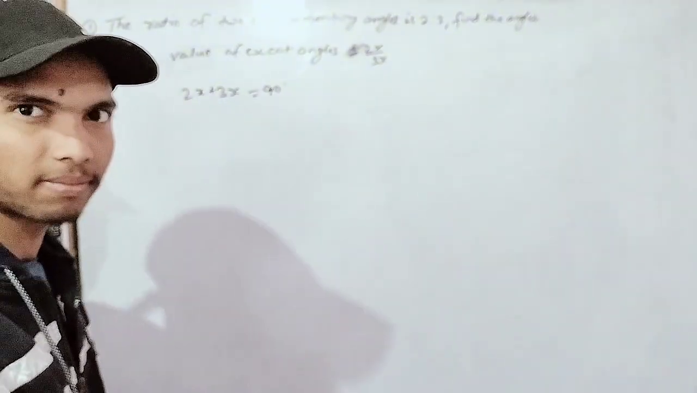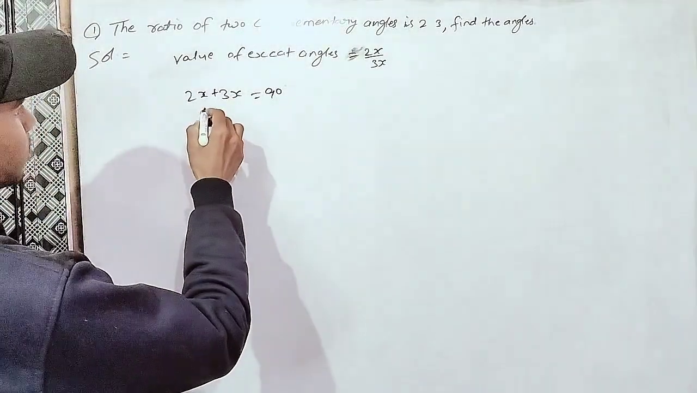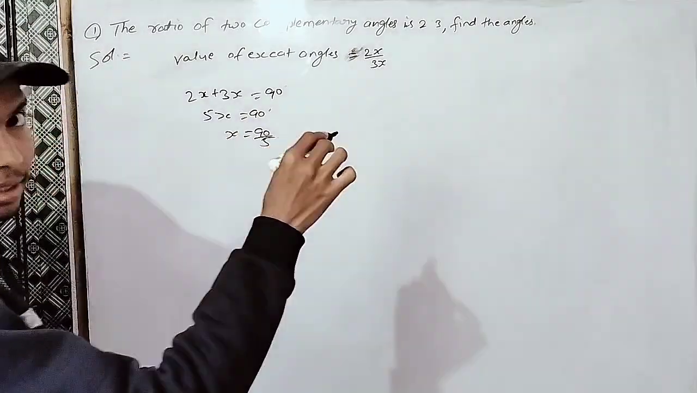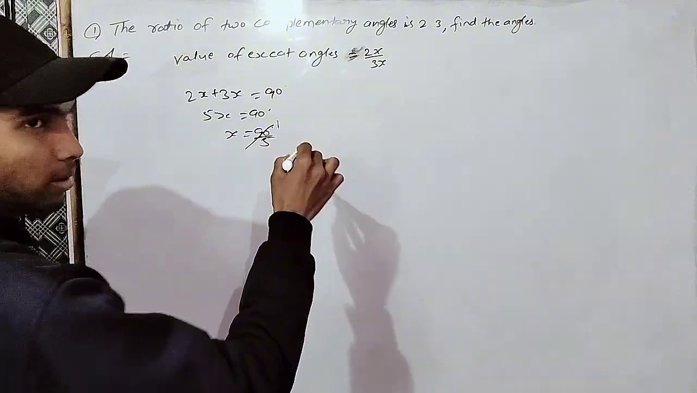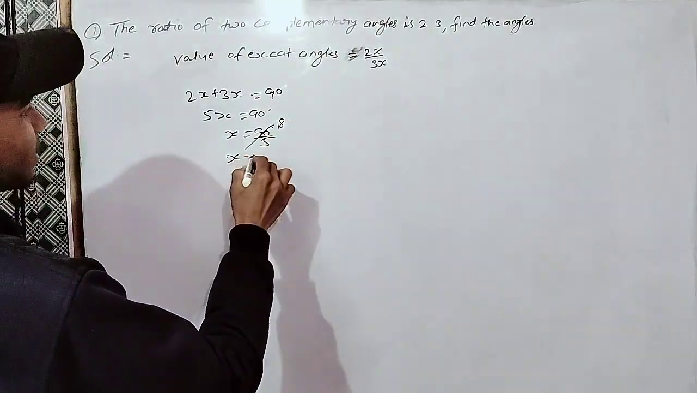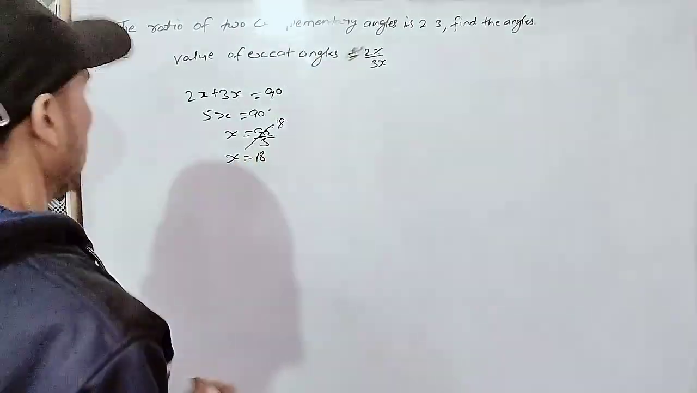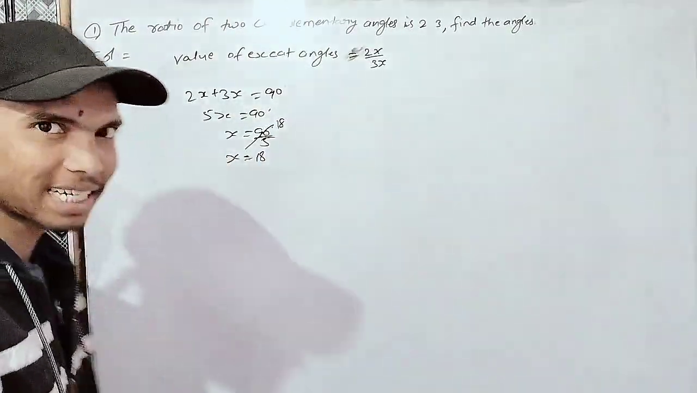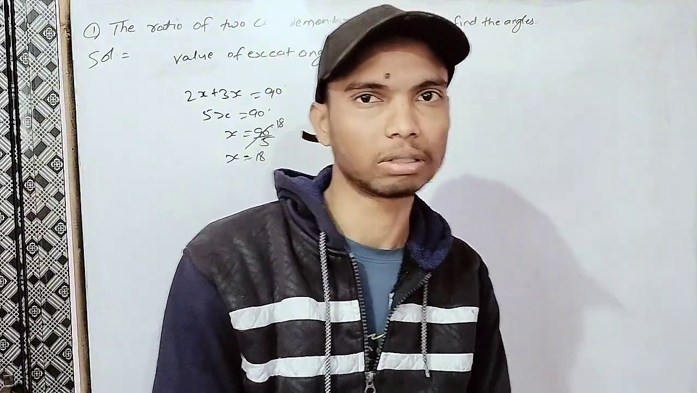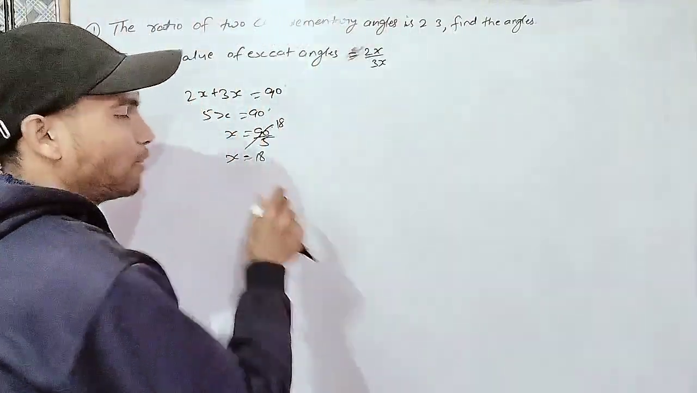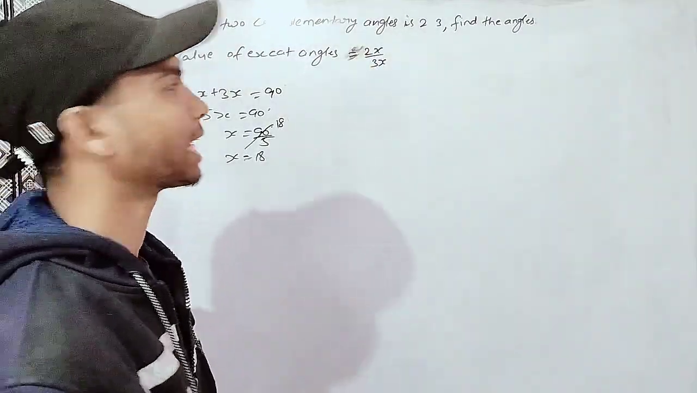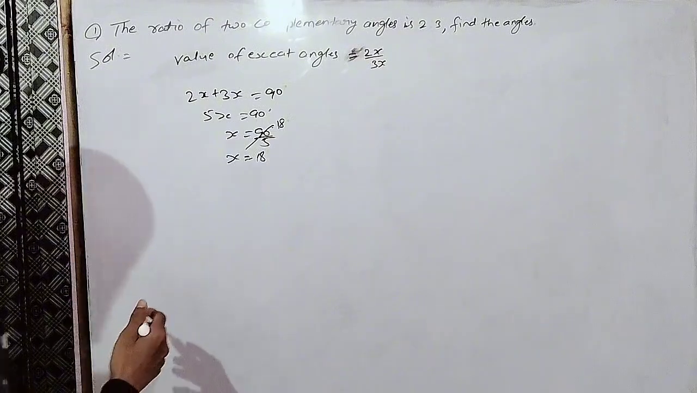Now it's an equation. It's very simple. 5x equals 90, so x equals 18. So this is not the exact answer, this is only the value of x. Now we have to put the value of x with the 2 and with the 3. Then we will get the exact value of the angles.